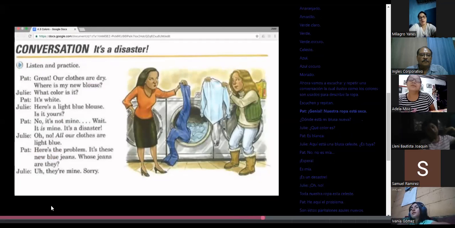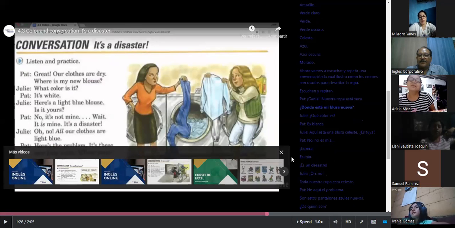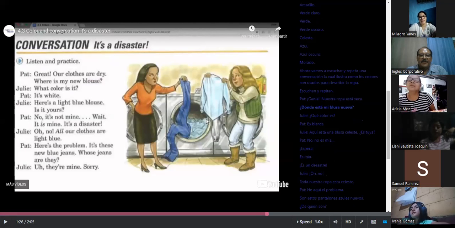Great! Our clothes are dry. Where is my new blouse? Okay, so we have great. Our clothes are dry. Where's my new blouse? Okay, now repitan ahí en casa, okay, sin encender el micrófono para que no interfiera, pero sí pueden repetirlo en casa.